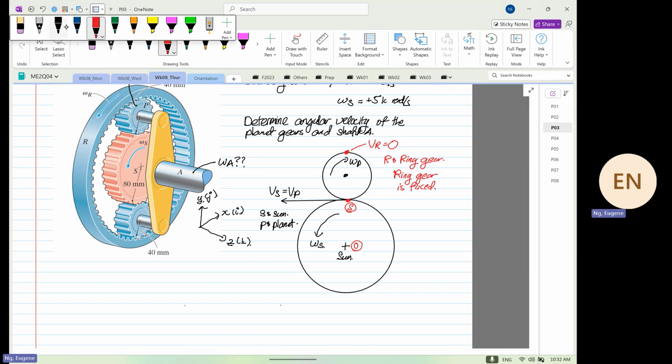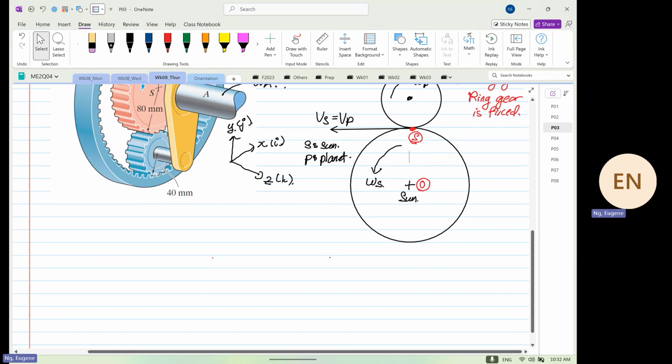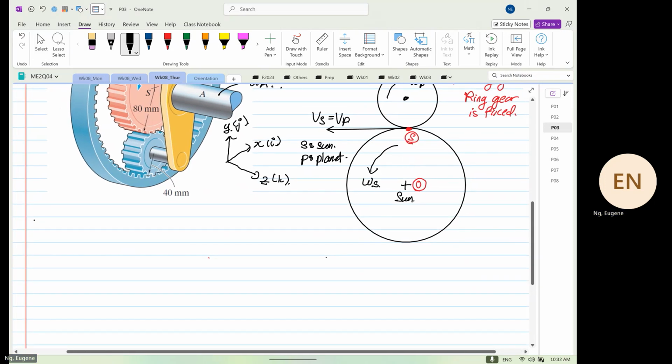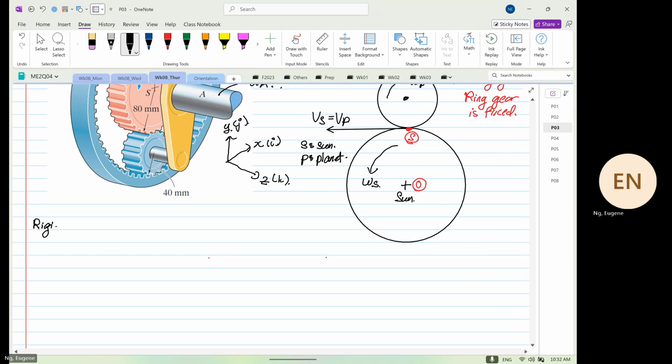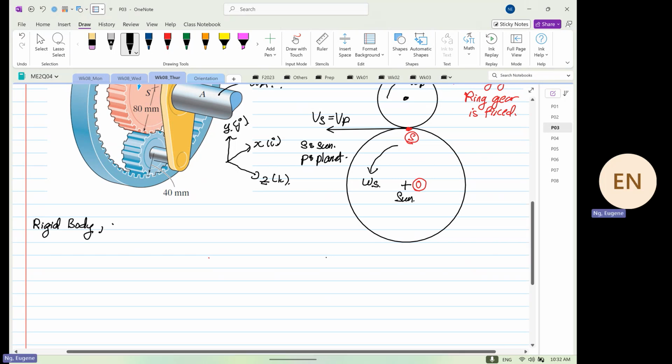So now we are going to consider the rigid body, the sun. We know that Vs is equal to Vo plus omega S cross R, S from O. You can call it omega SO or just S, I'm fine.